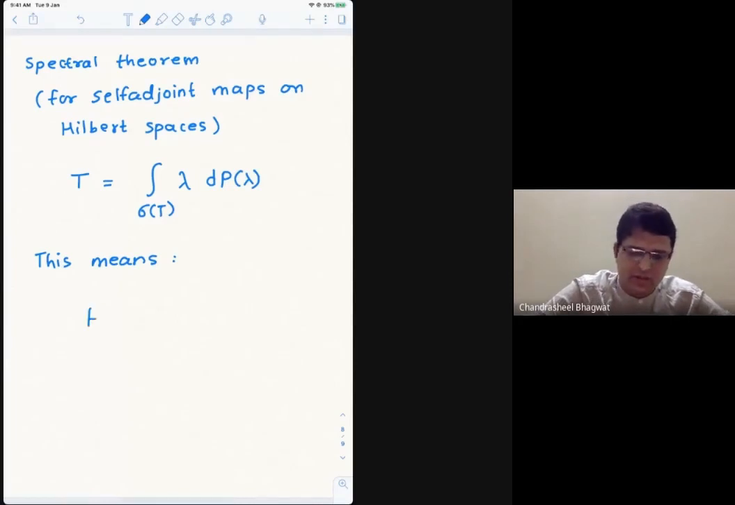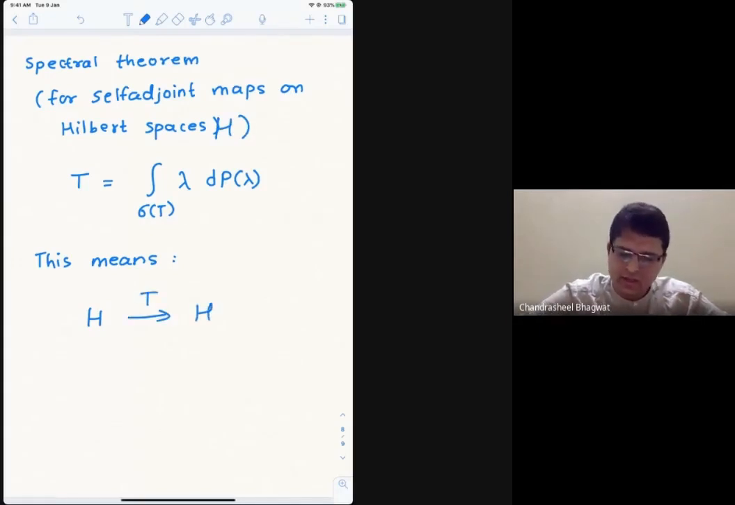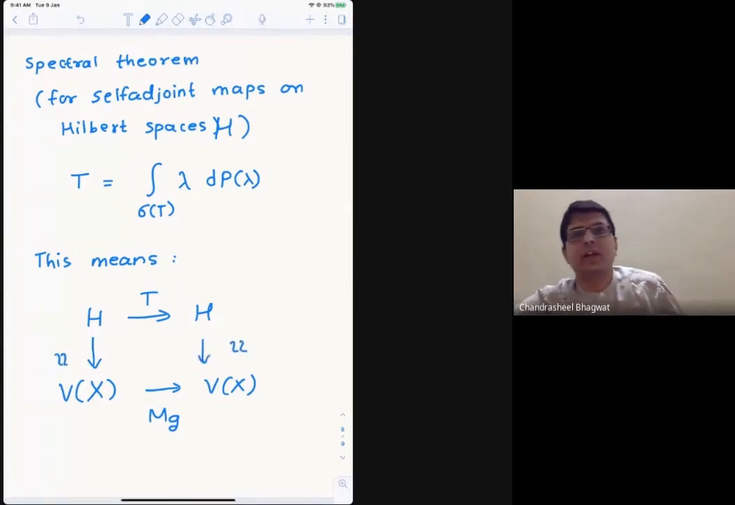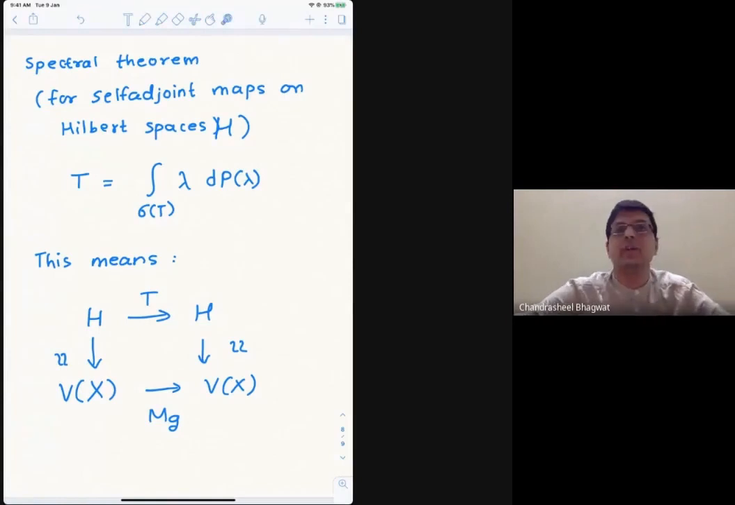So you have this Hilbert space, let's call it H. You have a linear map from H to H, which we have called T. Then there is some space, let me just call it X for the time being. And then there is a vector space associated to that space X, let's call it Vx. And then there is some diagram like this. Mathematicians often like to describe the theorem using something called a commutative diagram. So I'm just giving you a flavor of a commutative diagram.